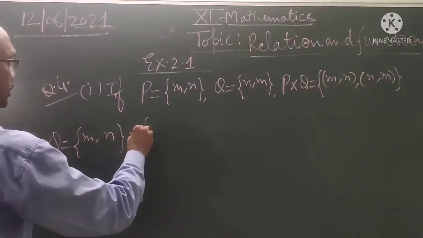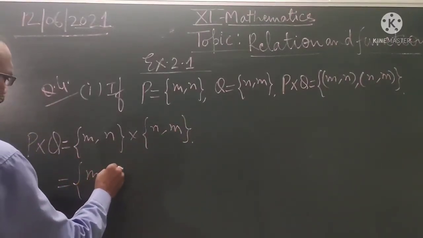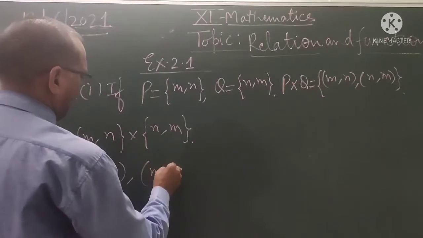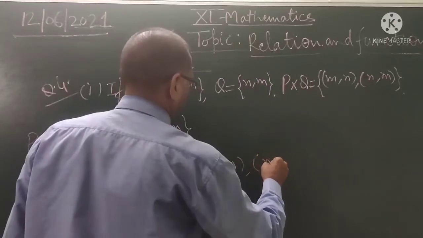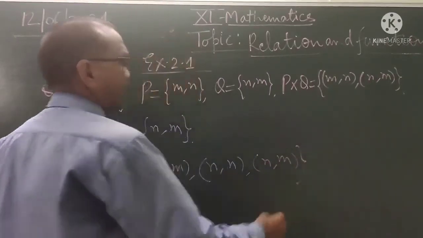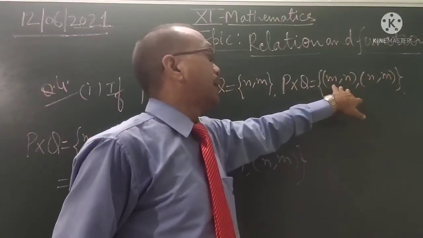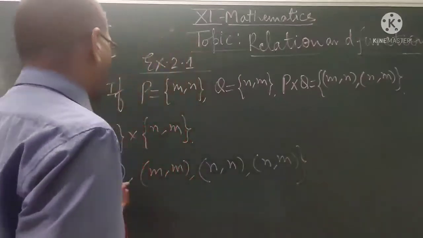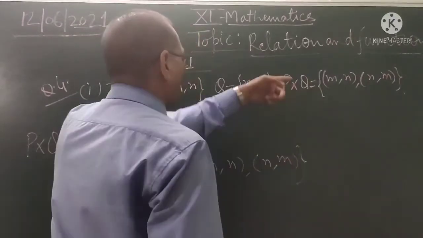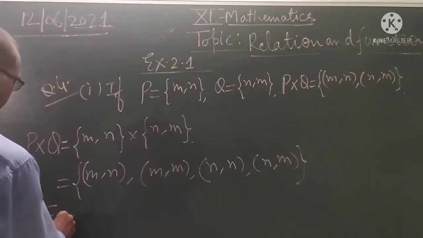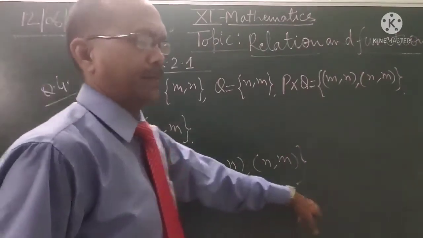P cross Q equals M cross N. It is (M, M), then (M, N), then (N, M), then (N, N). Since the given ordered pairs for P cross Q are wrong, there are only 2 elements. The actual P cross Q is (M, M), (M, N), (N, M), (N, N). So the given statement is false. And it is the rewritten statement.